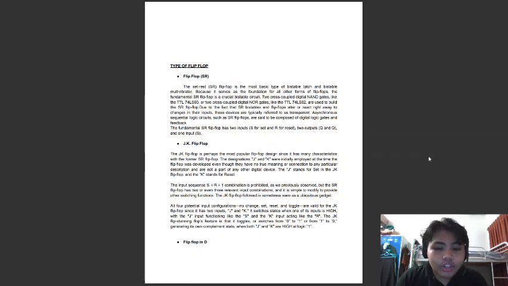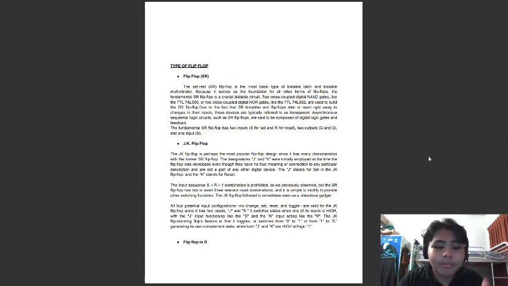All four potential input configurations, no change, set, reset and toggle, are valid for the JK flip-flop since it has two inputs, which are J and K. It switches states when one of its inputs is high, with the J input functioning like the S and the K input acting like the R.